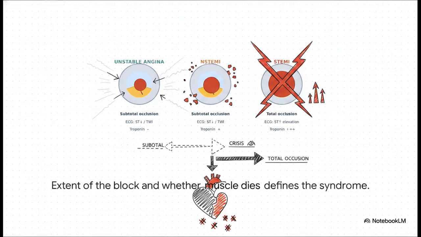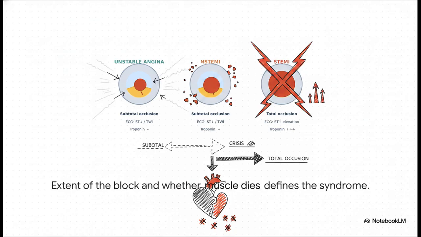So the absolutely crucial point is right here. How much of that vessel is actually blocked? The difference between unstable angina, NSTEMI, and STEMI relies entirely on whether the occlusion is subtotal or total, and whether actual muscle cell death, necrosis, has occurred. Notice how both unstable angina and NSTEMI involve a subtotal occlusion, right? But only in an NSTEMI do we see positive troponins, which tells us cells are dying. In a STEMI, it's a total occlusion.